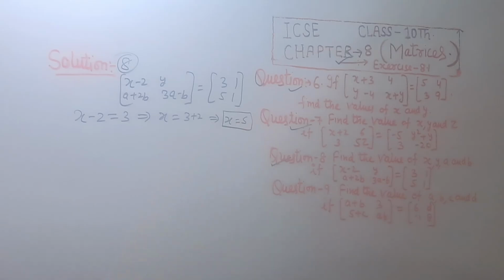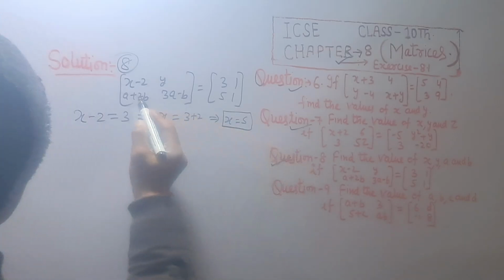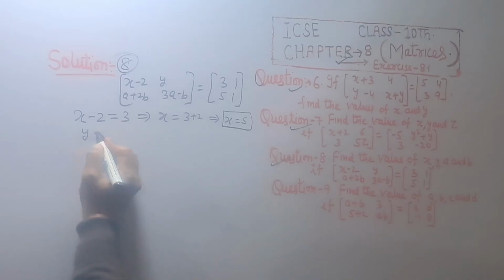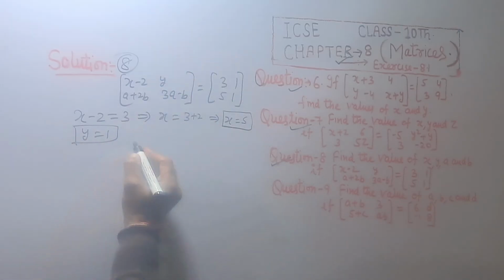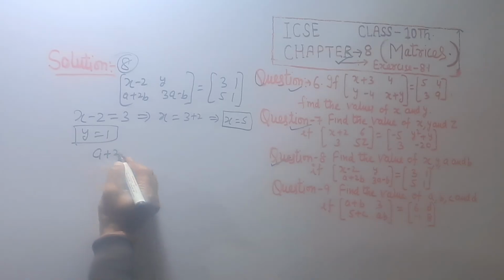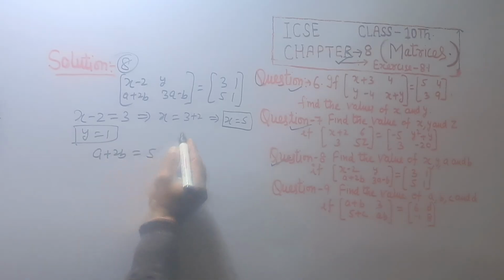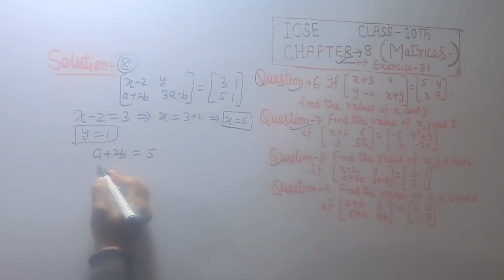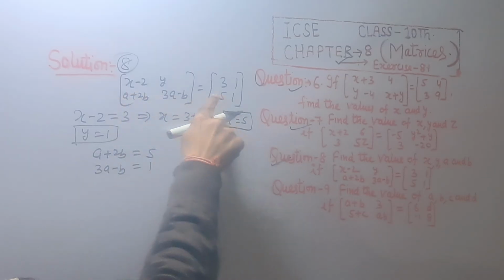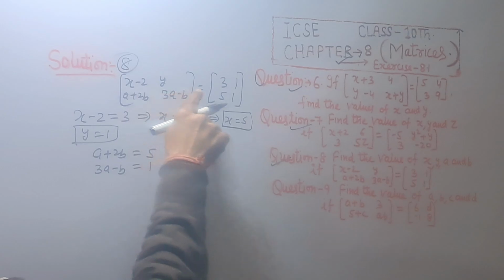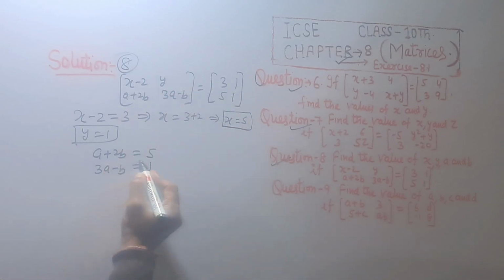First, we find the value of x equal to 5 and y is equal to 1, directly corresponding element is 1. a plus 2b equal to 5 and 3a minus b equal to 1.